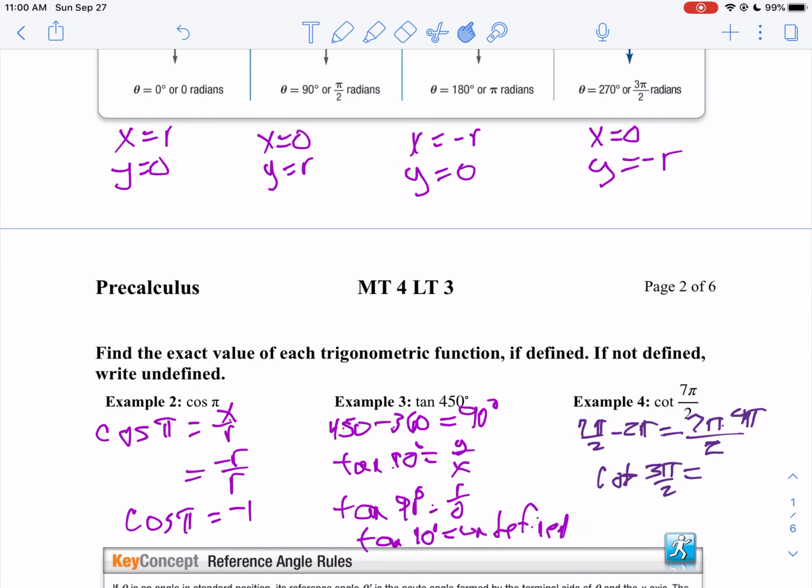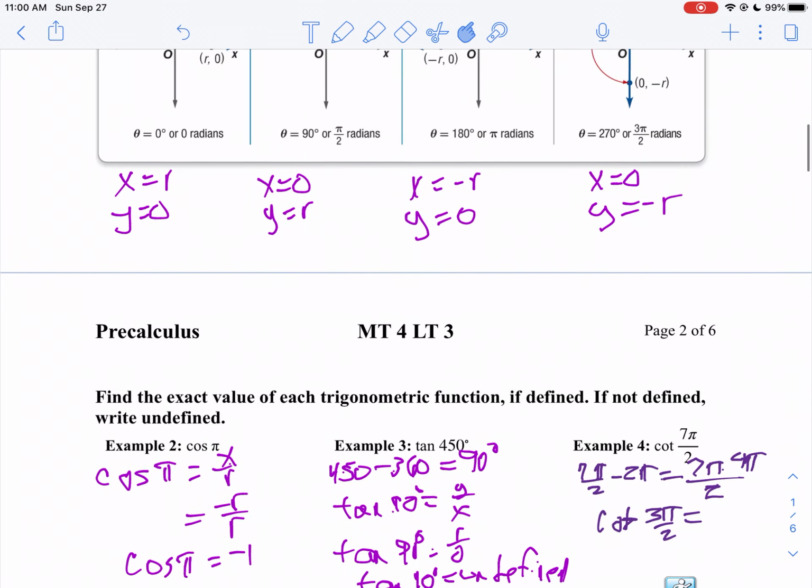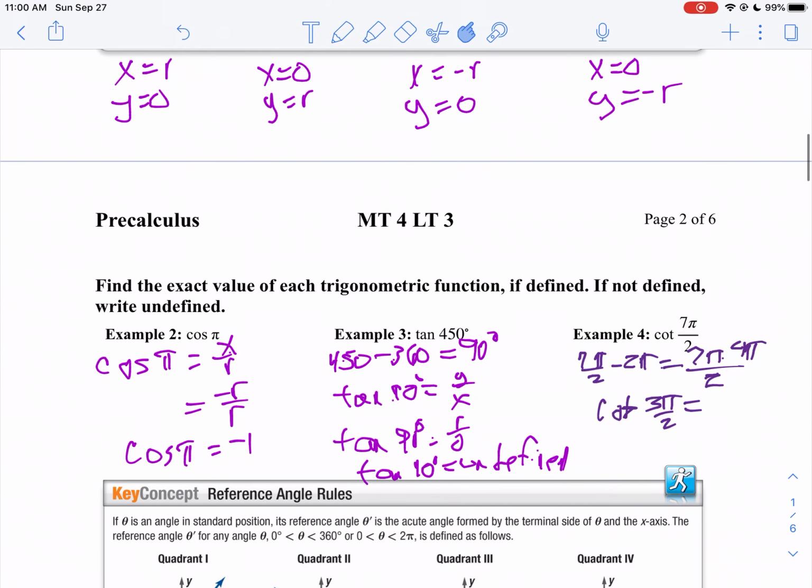Well, when you're doing the cotangent of 3 pi over 2, x is 0 and y is negative r. Well, cotangent is x over y. So the cotangent of 3 pi over 2 is going to be 0 over y, which is 0. So the cotangent of 3 pi over 2 is 0.